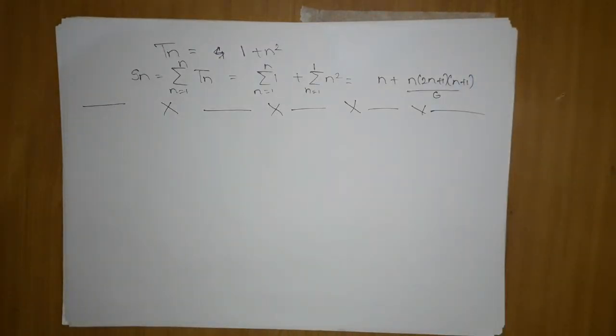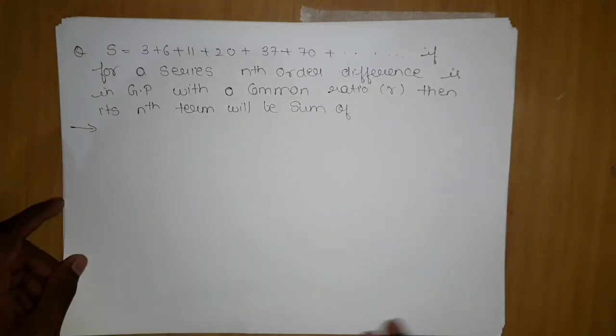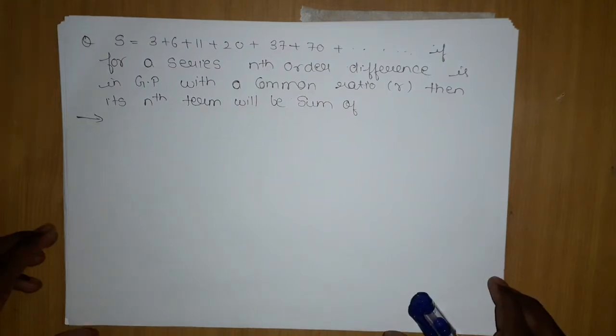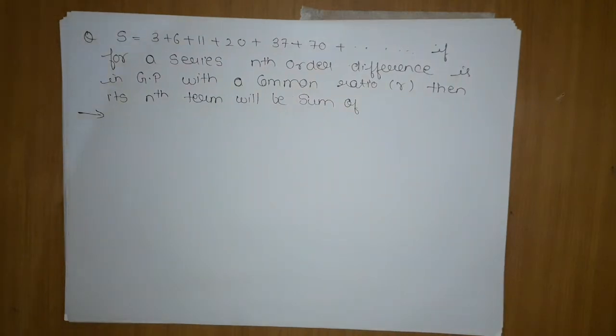The next problem is as follows, which says S = 3 + 6 + 11 + 20 + 37 + 70. For a series, the third order difference is in GP with a common ratio R, then its nth term will be the sum of. Now they have straightforwardly told you that it will be a GP.